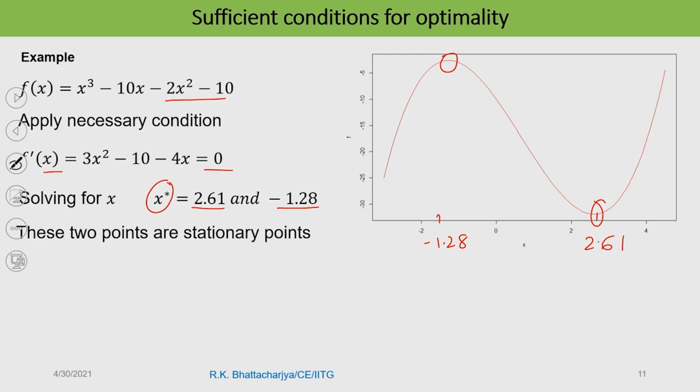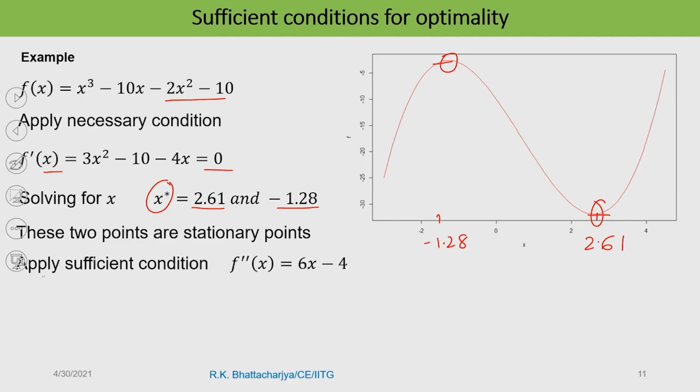These 2 points are the stationary points. Why stationary? Because the first derivative is 0 at these 2 points. So, derivative is 0 here and derivative is 0 here. Therefore, I can say that these 2 points are stationary points. Now, let me check whether these points are a maximum, a minimum, or an inflection point.